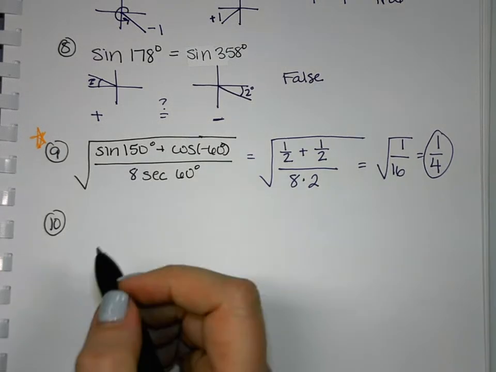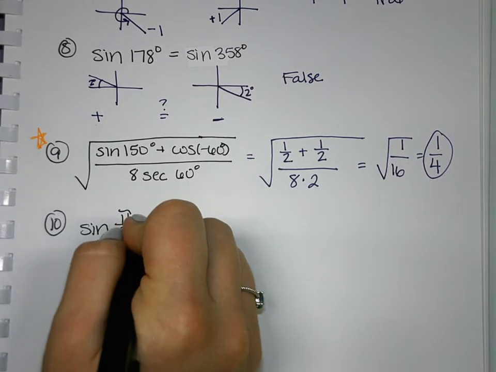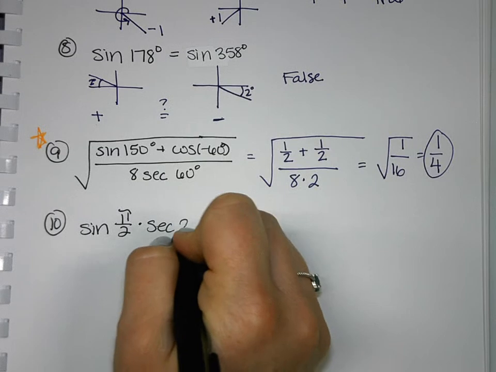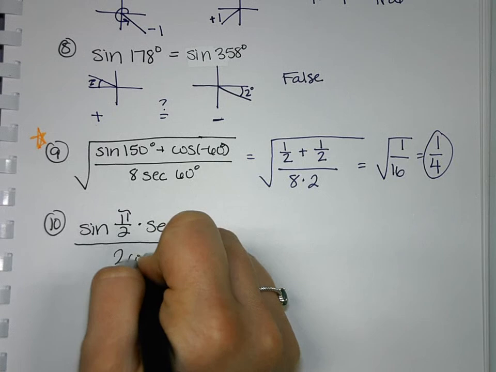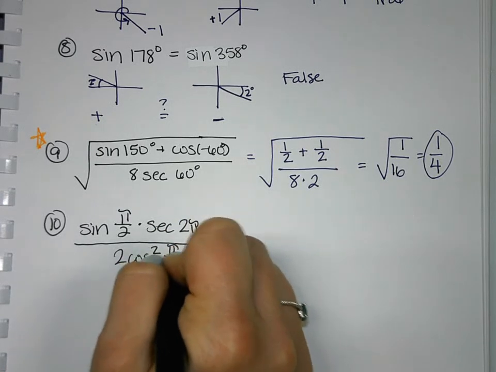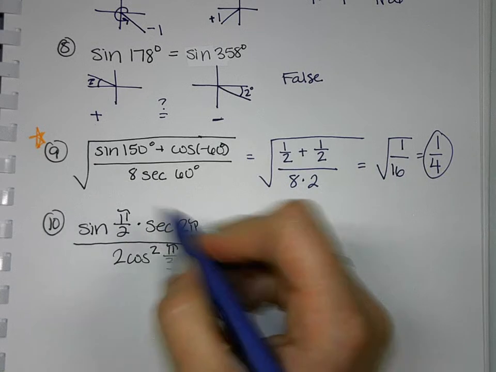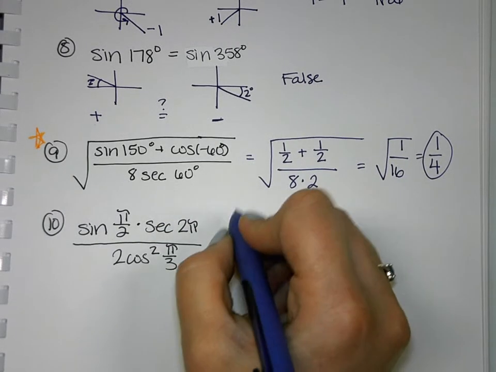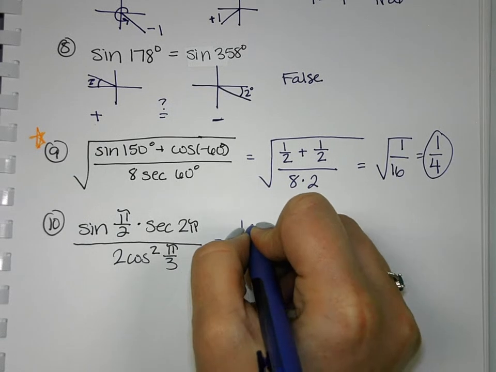Okay, so for example 10, we'll have sine of pi over 2 times secant of 2 pi, and then we'll have 2 cosine squared of pi over 3 on the bottom. Again, I notice I have a lot of exact values, so I can just evaluate and plug in their results. Sine of pi over 2, looking at my unit circle, is 1, times secant of 2 pi.